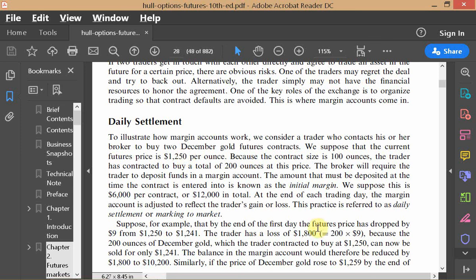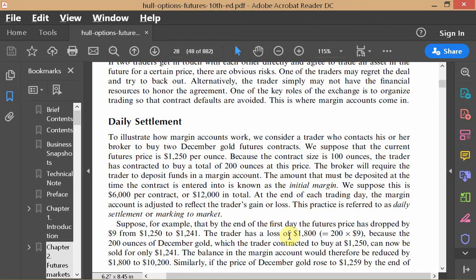Price per unit. So you bought 200 units and you have lost from 12.50 to 12.41, you lost $9 per unit. Is everyone following? You lost $9 per unit. So you lost $1,800. 200 units. So that $1,800 by next morning you have to pay it. We have already discussed this. You have to pay it up by next morning.